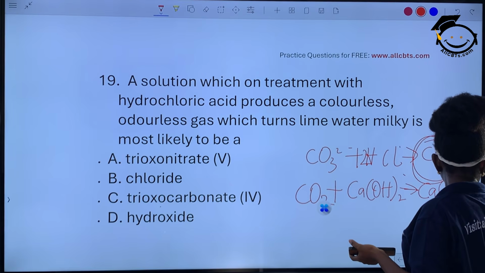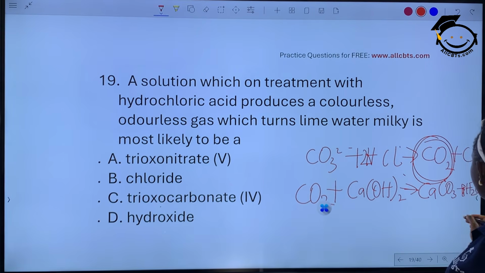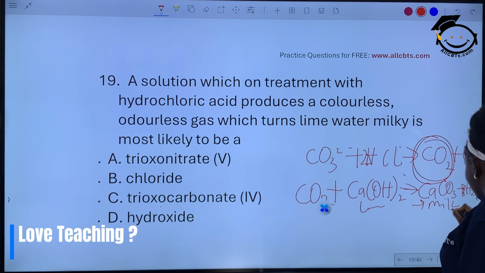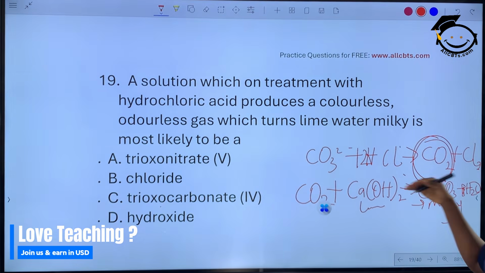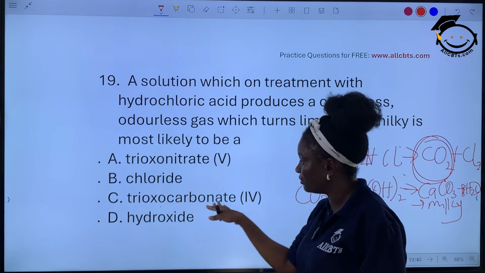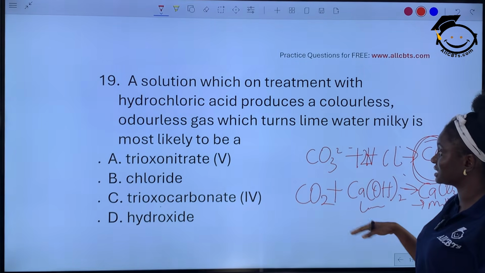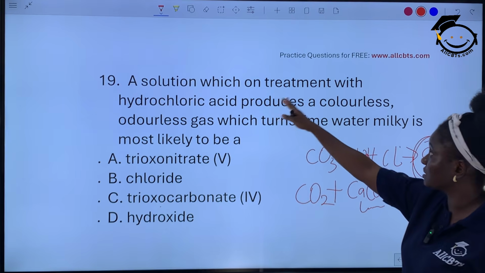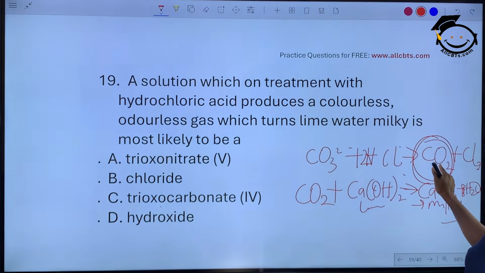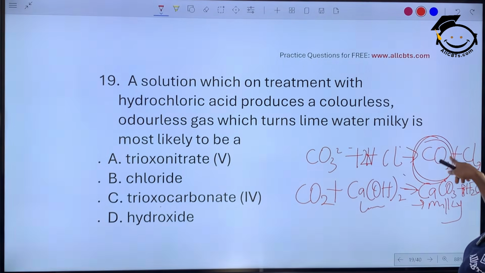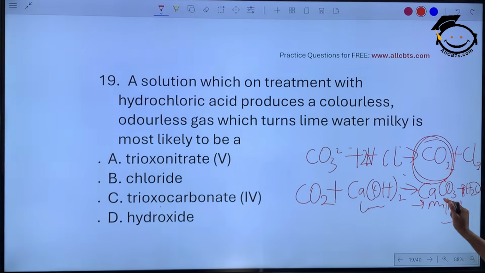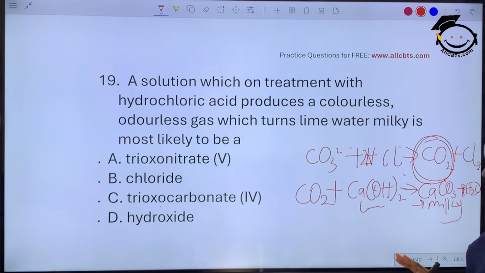CaCO3 plus H2O. So this is lime water and this is the milky substance that is formed. So I'm just trying to verify that trioxocarbonate(IV) is the correct answer. You say trioxocarbonate(IV) is the solution when treated with hydrochloric acid. You have CO2, which is the odorless, colorless gas. And when this CO2 reacts with lime water, you have this milky substance. So it's as clear as that.